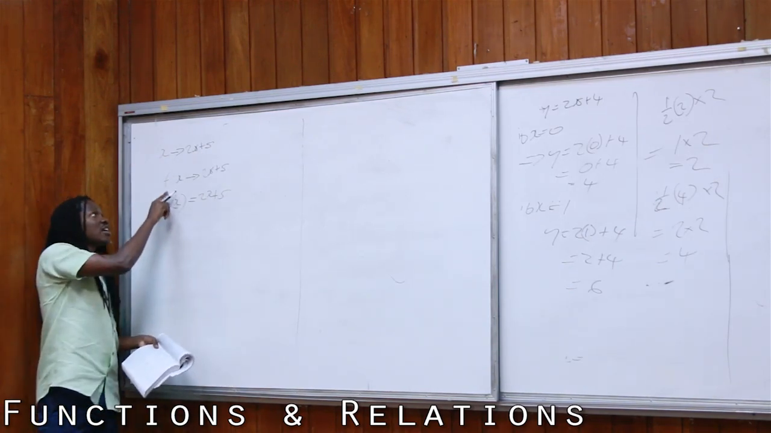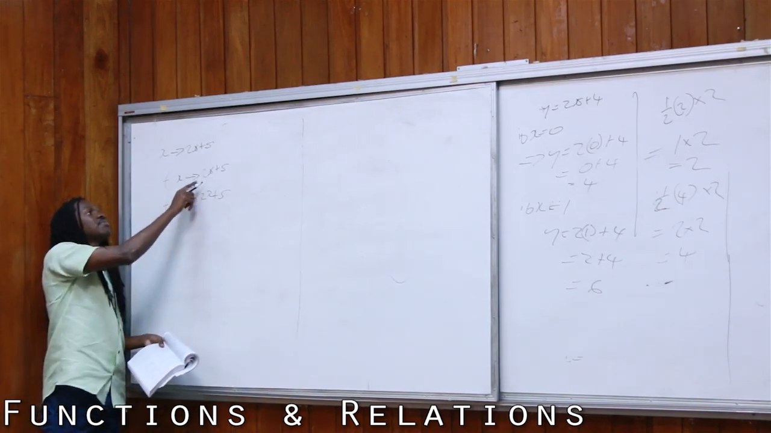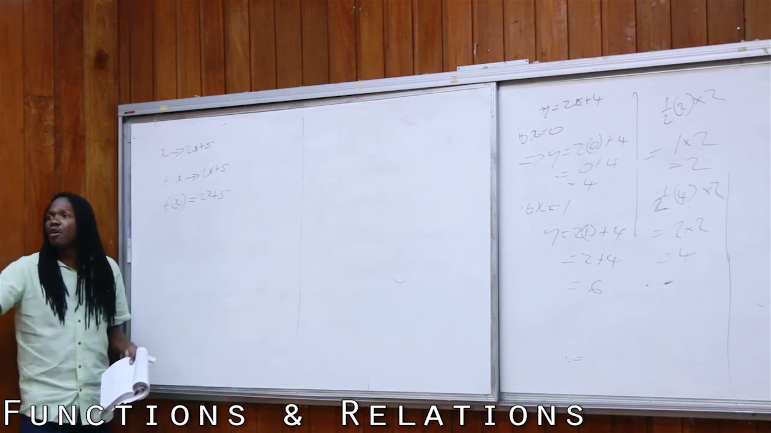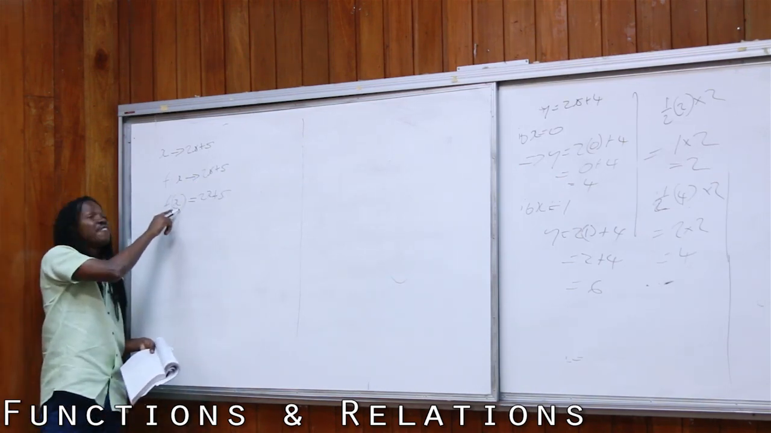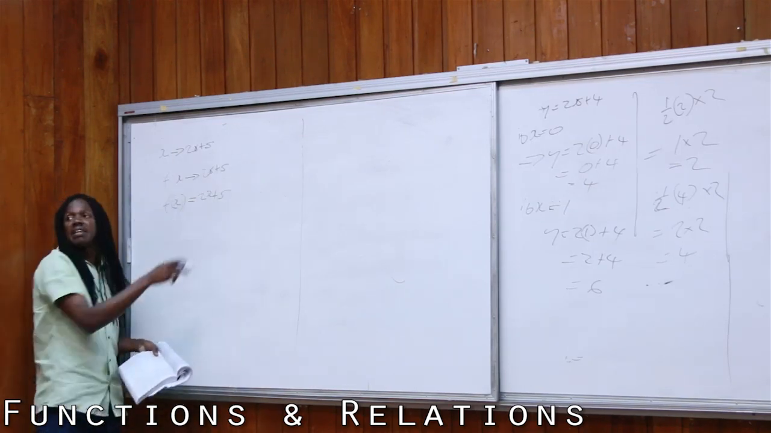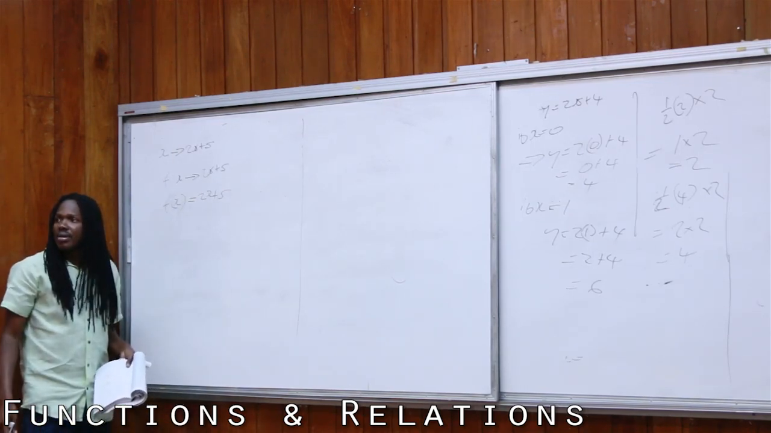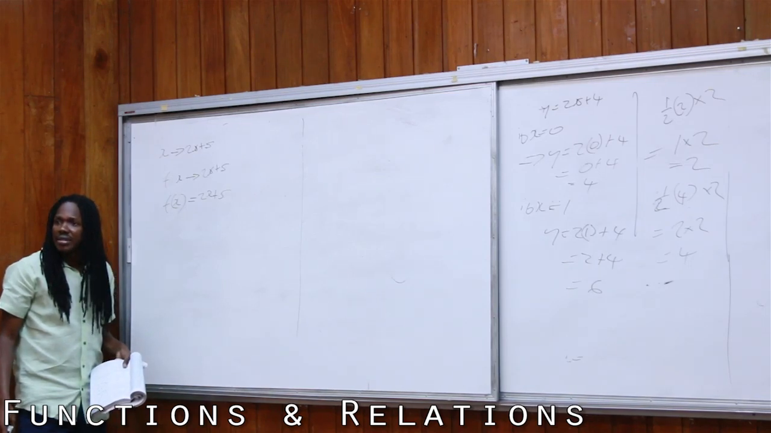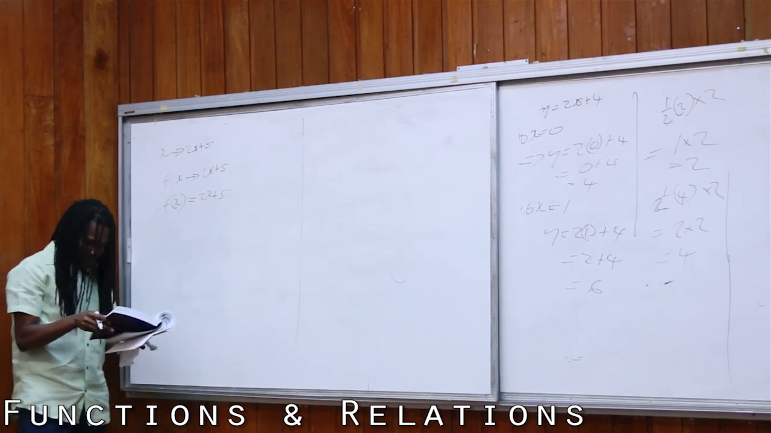So if you see x is mapped onto 2x plus 5, it means function. If you see function of x, x mapped onto 2x plus 5, it means function. If you say f(x) equals 2x plus 5, it means function. All of these are the same. Are you understanding? Good.